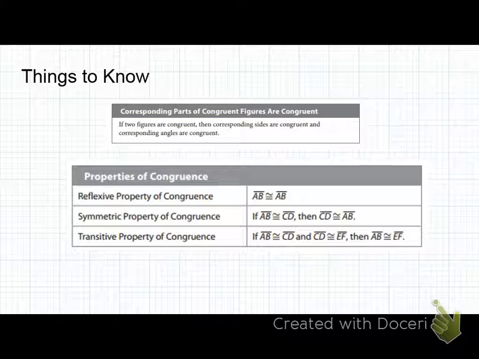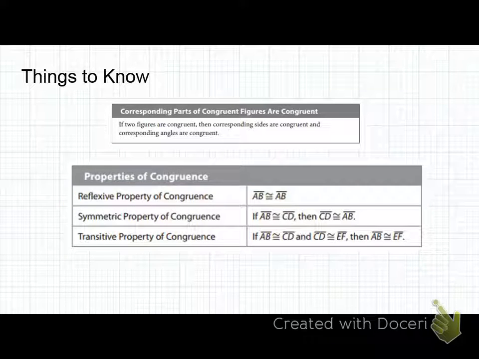Reflexive property of congruence, meaning that we know that line segment AB is congruent to line segment AB. It's congruent to itself, right? Just like 1 is equal to itself, 2 is equal to itself. A side is equal to itself, okay?